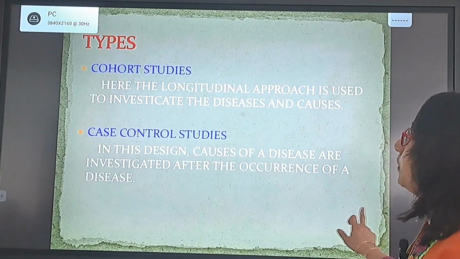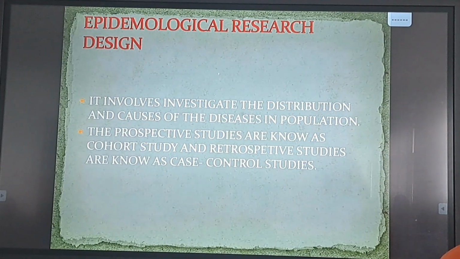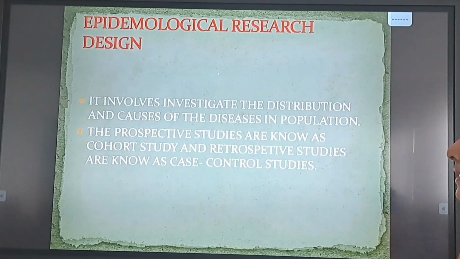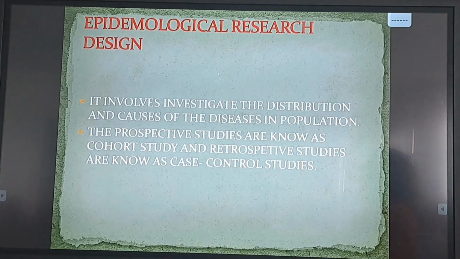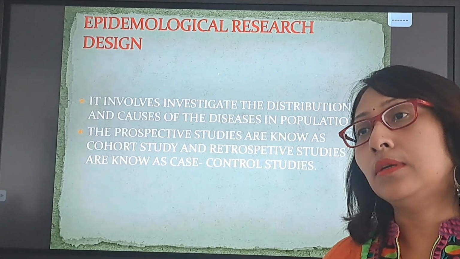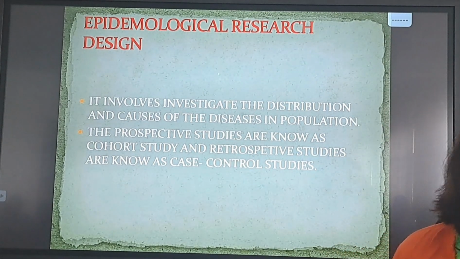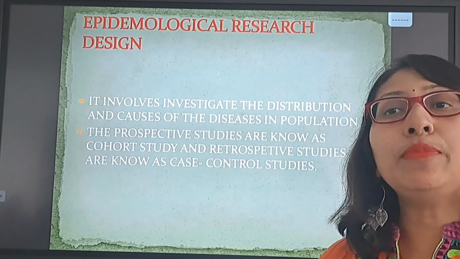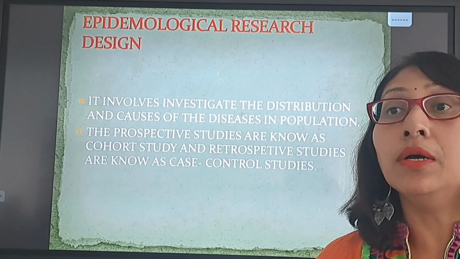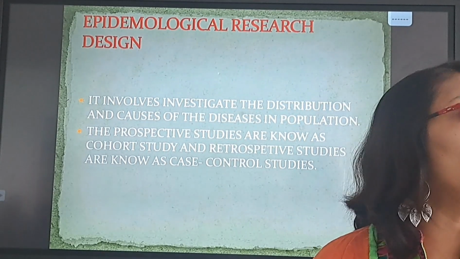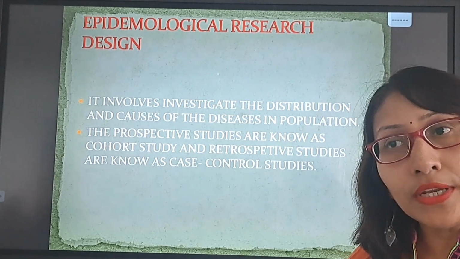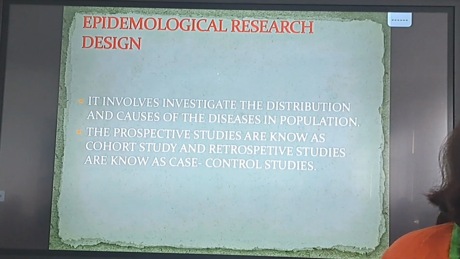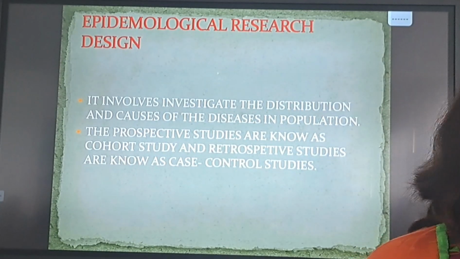Now next is epidemiological studies. Epidemiological means something related to the community aspect. It involves investigating the distribution and cause of the disease in the population. What is the cause of the disease and its distribution in the population? Distribution means how many people got affected in the population with this disease condition. For example, COVID. What was the cause of COVID and how many people got affected by COVID in that particular population? That is what is called distribution, meaning affected people.